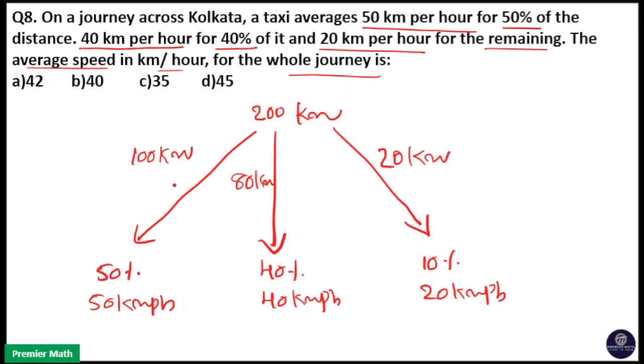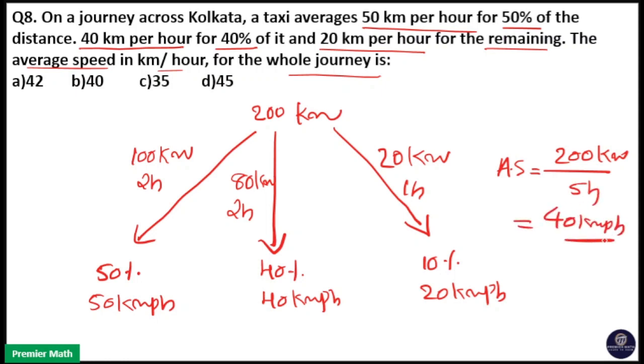So to cover 100 km at 50 km per hour, this taxi takes 100 by 50, that is 2 hours. To cover 80 km at a speed of 40 km per hour, it takes 80 by 40, that is 2 hours. To cover 20 km at a speed of 20 km per hour, it takes 1 hour. That means average speed is equal to total distance 200 km divided by total time 2 plus 2 plus 1, that is 5 hours. That is 40 km per hour, the average speed here. So option B is your answer.